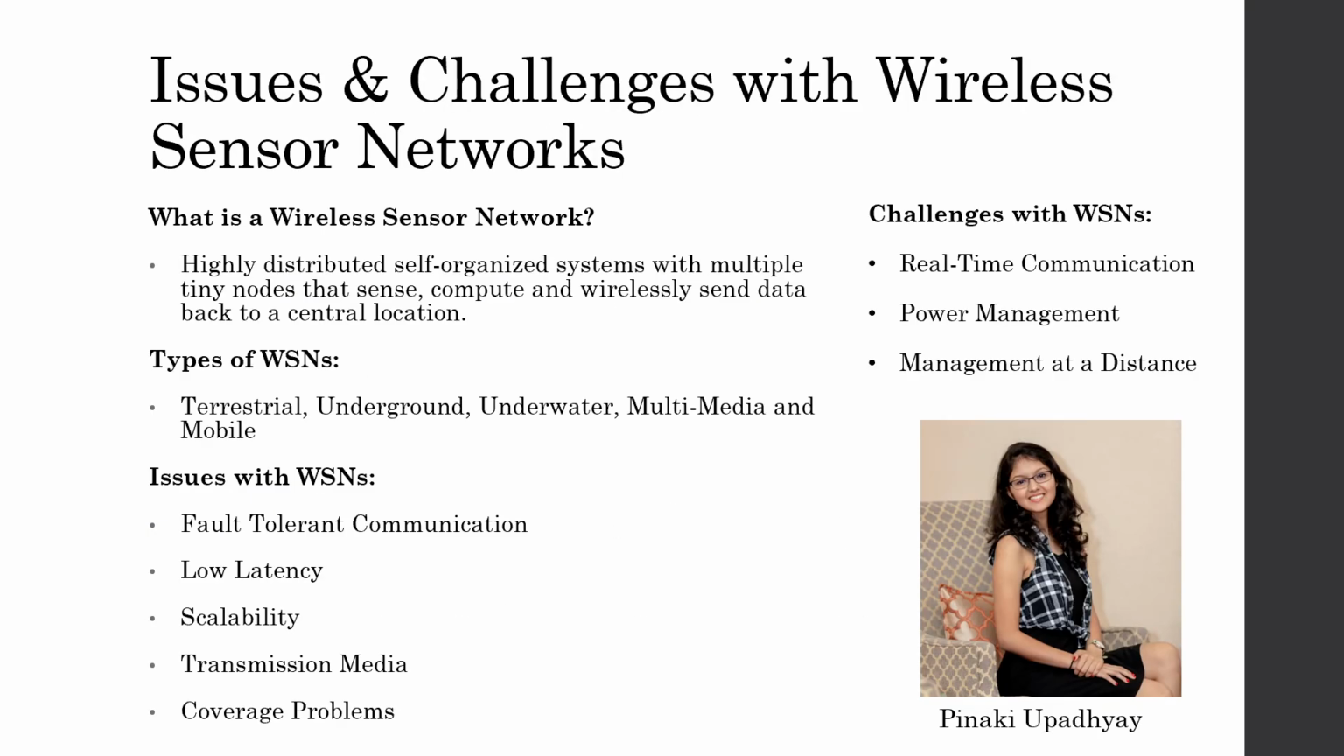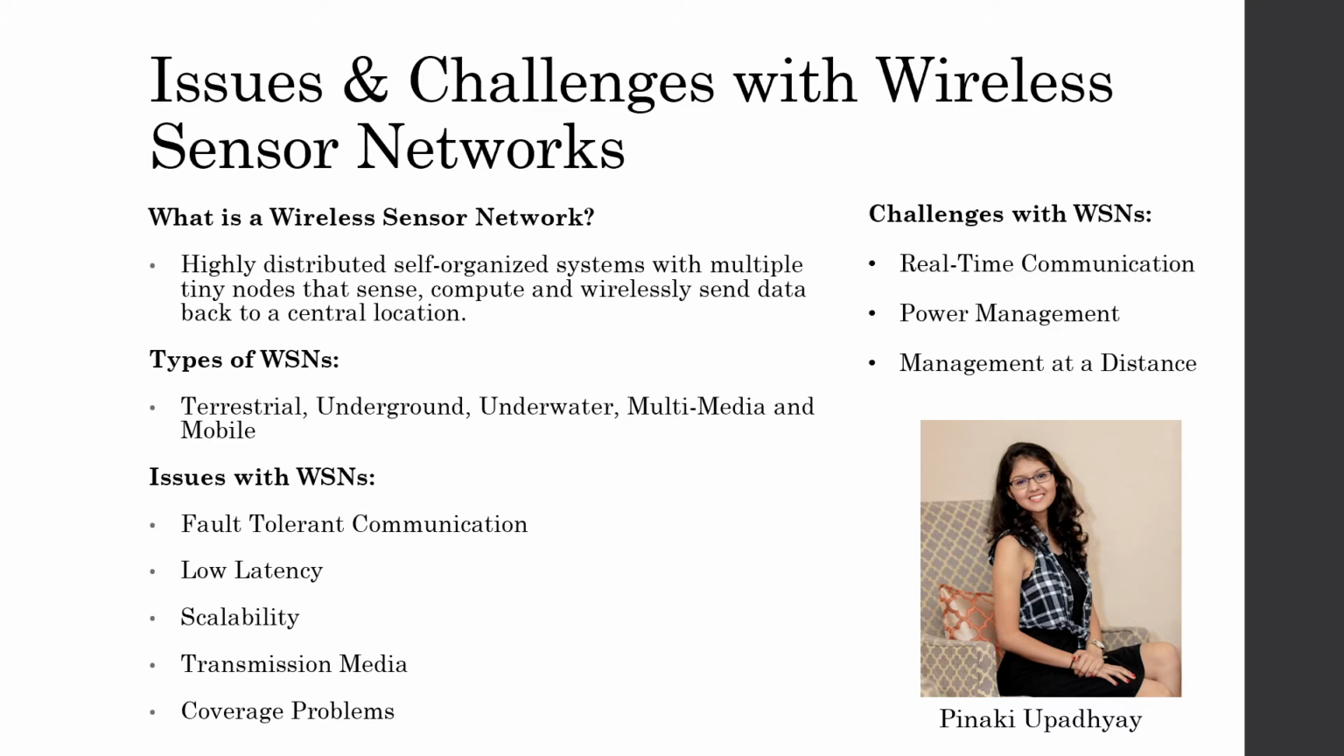One major way that sensors are used to better society are wireless sensor networks. Wireless sensor networks are highly distributed, self-organized systems of multiple tiny sensors that are spread over a specific geographic area for purposes such as environmental monitoring, surveillance, target tracking, etc. The information collected by these nodes is then forwarded to a central location to be analyzed.